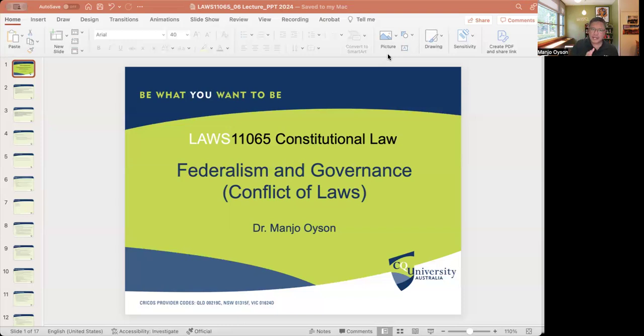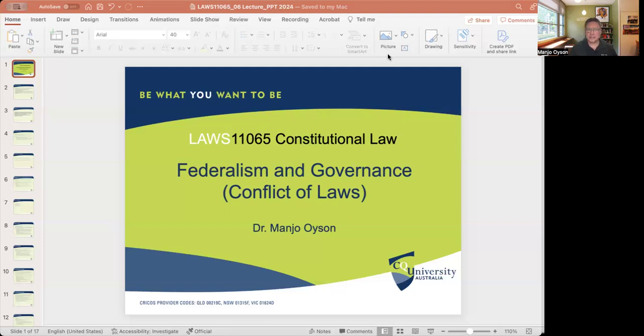Now, the thing, however, is that because state parliaments always have to pass laws in relation to a state, because they need to regulate activities and their subjects within a state, there is a very strong possibility that the laws passed by the state parliament will conflict with the laws passed by the Commonwealth Parliament. And in that case, when there is a conflict of laws between the laws passed by the Commonwealth Parliament and the laws passed by a particular state parliament, what then happens?